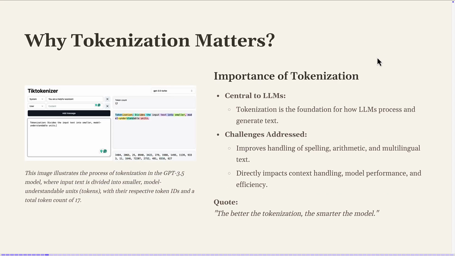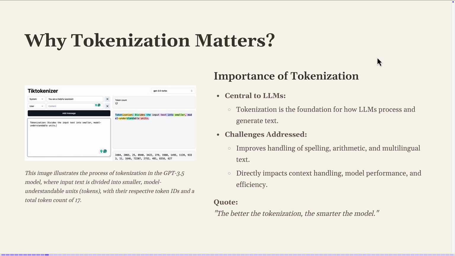Okay, so the importance of tokenization: it's central to LLMs. It's the foundation of how LLMs process and generate text. Usually some LLM scientists or hobbyists may try to ignore this part. They want to focus more on pre-training the model and bringing the data set. If you overlook this part, it's likely you will have garbage in, garbage out, and by the end of the lecture, you will clearly observe the impact of tokenization on LLM performance.